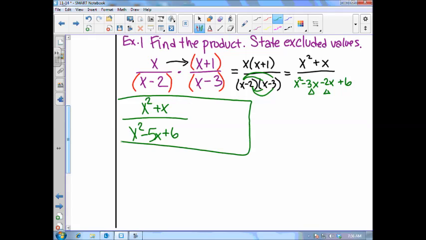Now we have to write the excluded values. The easiest way to write excluded values is to come back to the parentheses. Remember, we can't have the denominator equal 0. So what would make this factor equal 0? What number minus 2 equals 0? 2. So x can't equal 2. Also, x can't equal whatever would make this factor 0. 3. Any questions how we got 2 and 3 as the excluded values that can't equal 0?